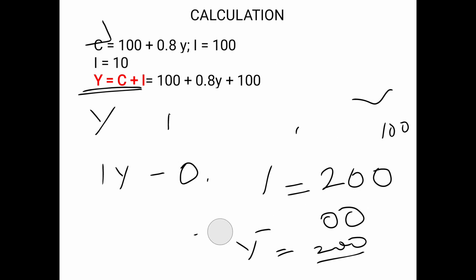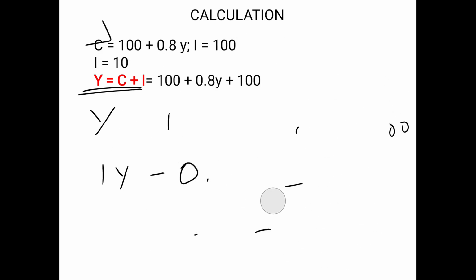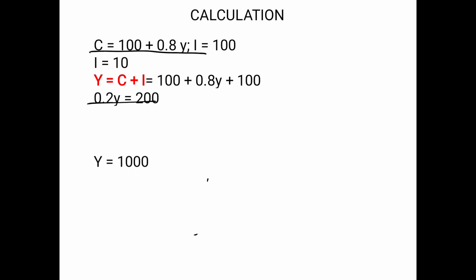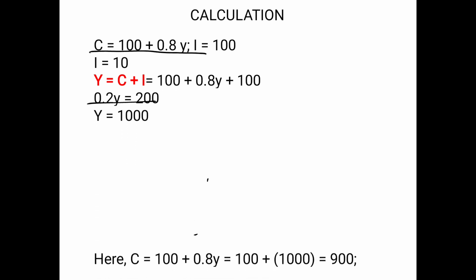Okay, so remember the formula when you work it out. That will be easier for you to understand. Always the formula is this: y is equal to C plus I. So we have to find out what is the income, what is the investment as such. So now you can see 0.2y is equal to 200, so y becomes 1000 as such.